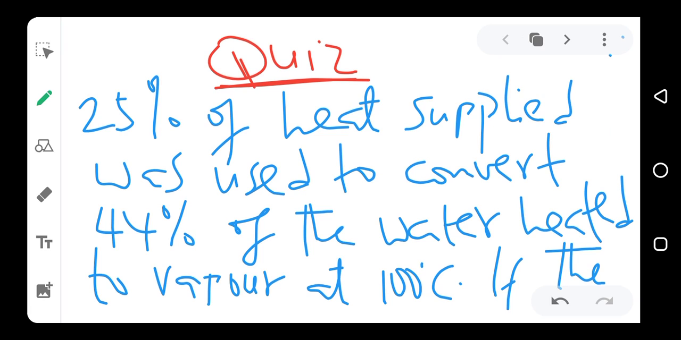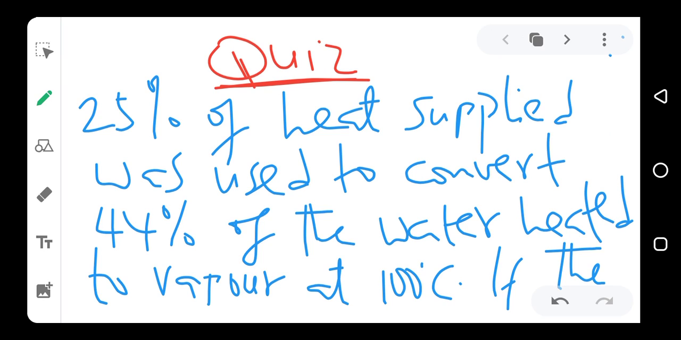25% of heat supplied was used. That means that not all the heat supplied was used to convert this water. Only a part of it. In short, by just seeing percentage, ratio, or fraction in any equation, you know that they are talking about a certain part of that thing. So a certain part of the heat supplied was used to convert 44% of the water heated to vapor at 100 degrees Celsius.